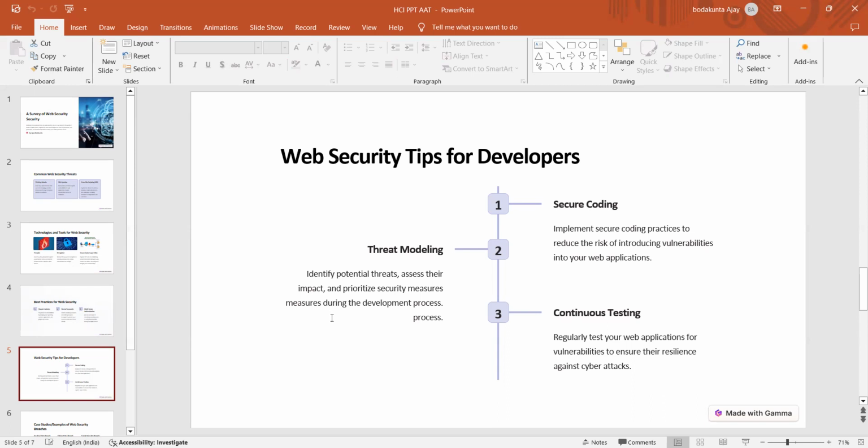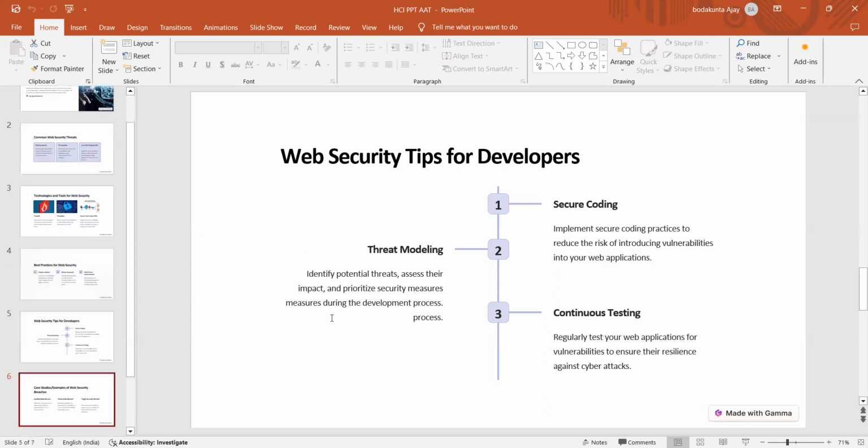And continuous testing should be done. We should regularly test our web applications for vulnerabilities to ensure their resilience against cyber attacks. We should find out whether any attacker is attacking our website or not. Testing our website should be a regular task in order to overcome the attackers.